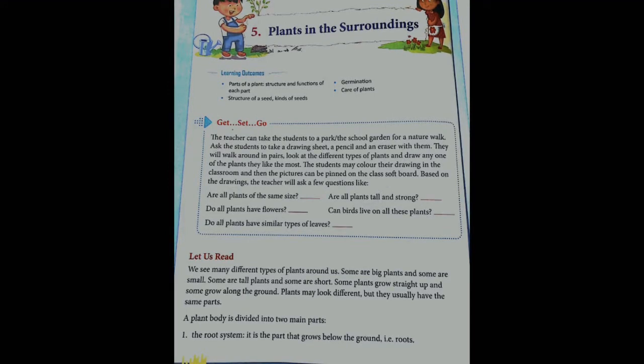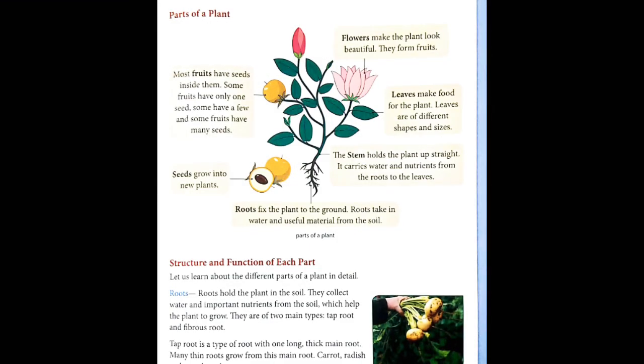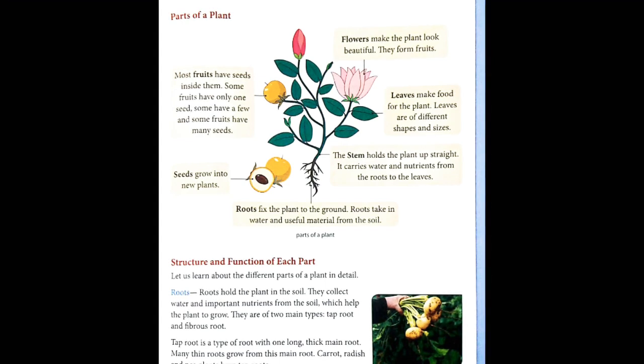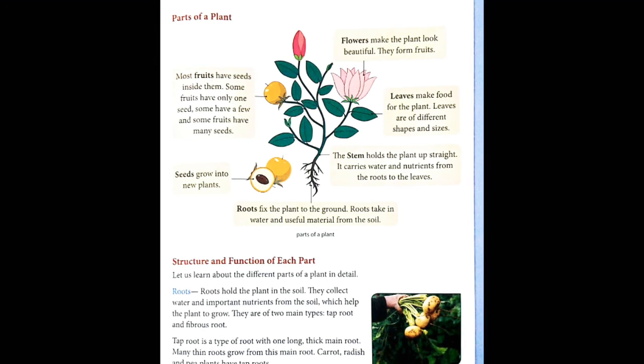So the root system is the part of the plant that grows below the ground, and it has roots. The shoot system is the part of the plant which grows above the ground, that is the stem, leaves, flowers and fruits. Now you can see this picture in the page. Here you can see the fruits, seeds, flowers, leaves and stem. They are growing above the ground. So these are the parts of the shoot system and the root.